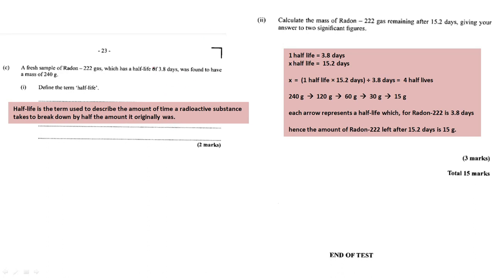So in this case, it's telling you that if you have 240 grams, it's going to take 3.8 days for it to break down to 120. Right? So every 3.8 days, half of what is left will break down. So if you have 240 grams and it breaks down to 120 grams, then it took 3.8 days to do that. And if half of this amount now breaks down to 60 grams, then it took 3.8 days to do that. That's the half-life.